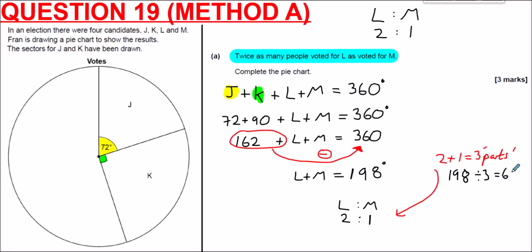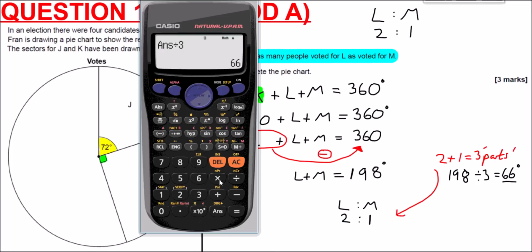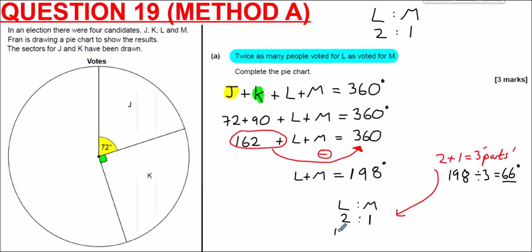So each part of this ratio is worth 66 degrees. And so L, we've got 2 lots of 66. So we do 66 times 2, which is 132 degrees. And M is 66 degrees. And so we just need to draw one sector, then whatever's left will be whatever's left for either L or M, whichever one we haven't drawn.